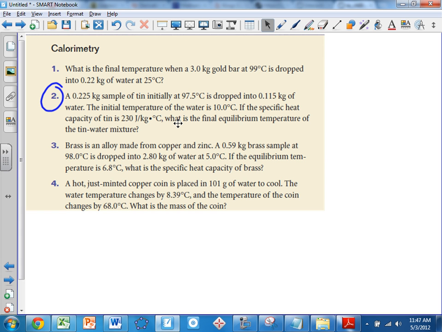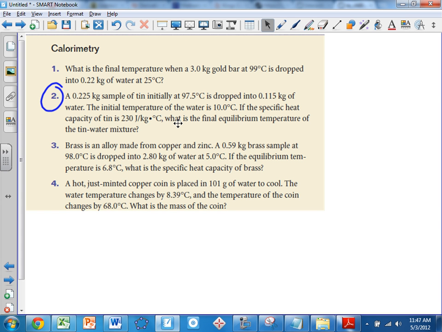The tin is at a temperature of 97 degrees Celsius and is dropped into water at 10 degrees Celsius. So it's going to naturally want to give off its heat. What's going to take heat? The water will take the heat. If the water takes too much heat, what will happen to it? It will evaporate. It'll undergo a phase change. It's good to think about.